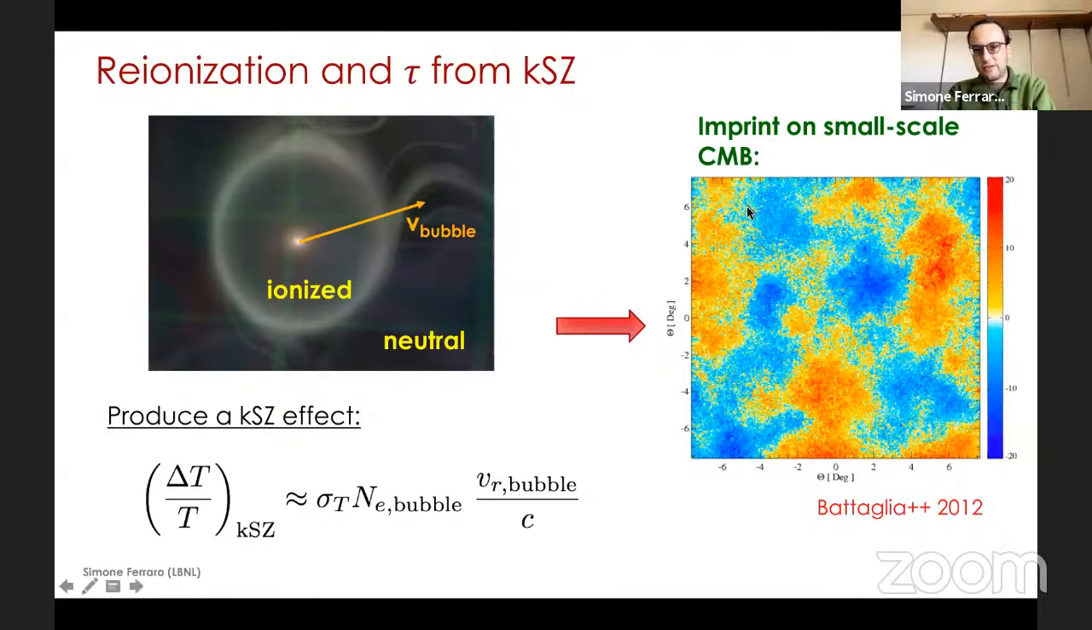And here is what it looks like in a simulation by Nick Battaglia and collaborators. The large scale fluctuations, hot and cold spots, are due to the primary CMB, and that small scale granularity is due to the bubbles. You're really seeing the bubbles moving away or towards us, and that causes the signal on small scales.